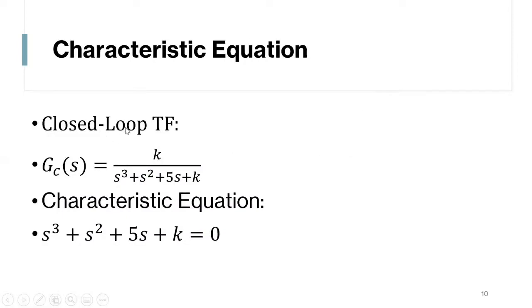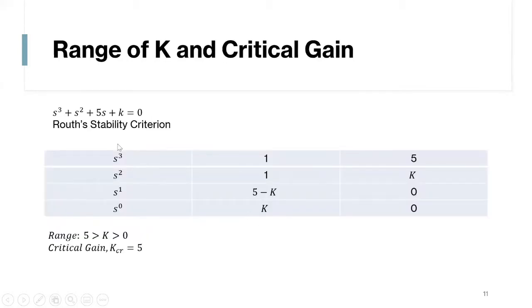For a closed loop transfer function, we can get our characteristic equation. That is just the denominator of the transfer function. From the characteristic equation, we can get the range of k and the critical gain using Routh's stability criterion. In this case, the range is 5 to 0, and the critical gain is 5.